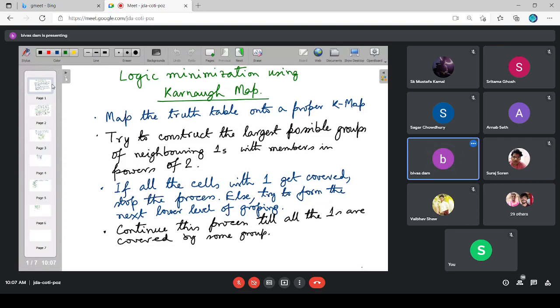Next, as we have seen in the last class, if you go for one neighboring group of 2 to the power n number of cells containing 1, in that case, how many literals will get eliminated? N, sir. N. Okay, so we have to start from the largest possible n.